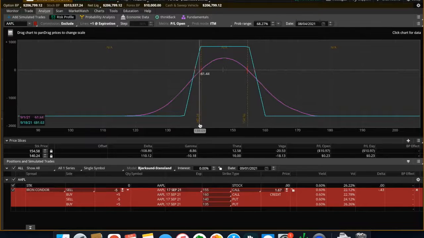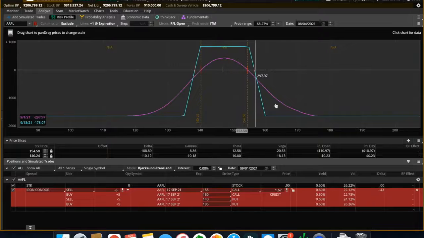You see them here, 140. You see them here, 140. So anywhere between 140 and 154, if I stay in that range, I'm going to be profitable. If I get outside of that range, I'm not going to be profitable on September 1st.